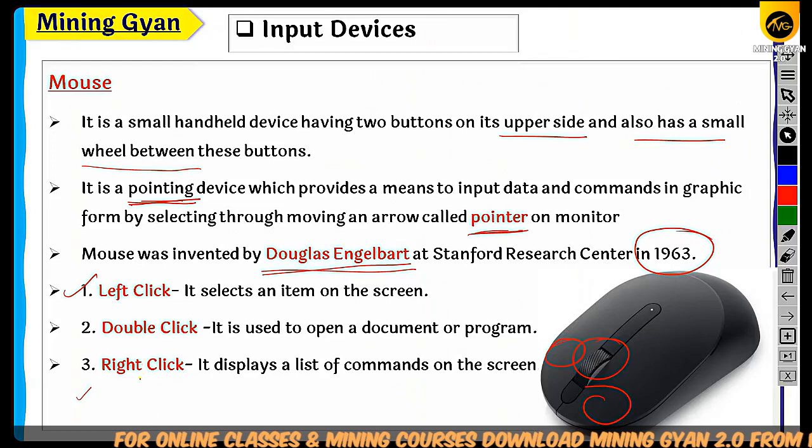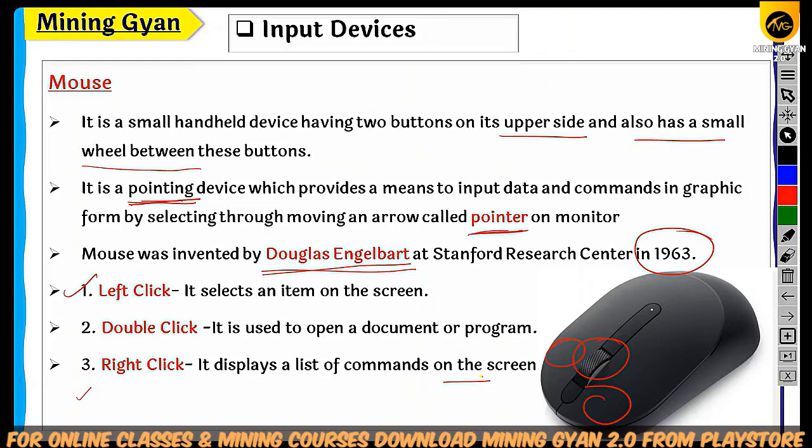The third one is the right click. It displays a list of commands on the screen. So any kind of command you want to search for in any type of program, you have to use the right click for that program. Now the last one is drag and drop. It is used to move an item on the screen. So if you want to move any kind of icon, you have to use drag and drop.